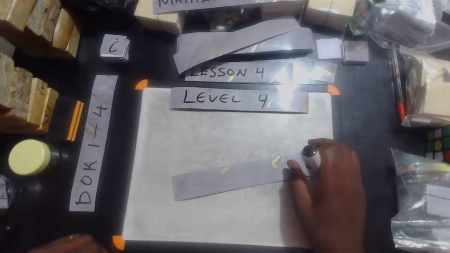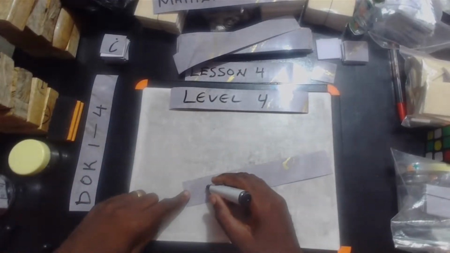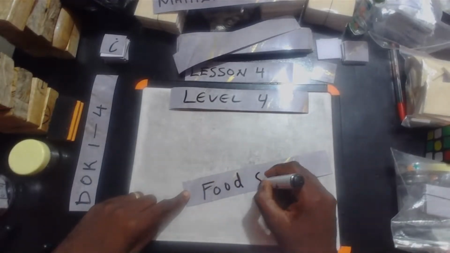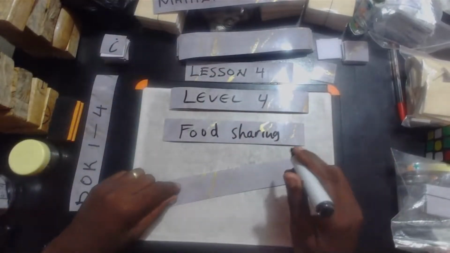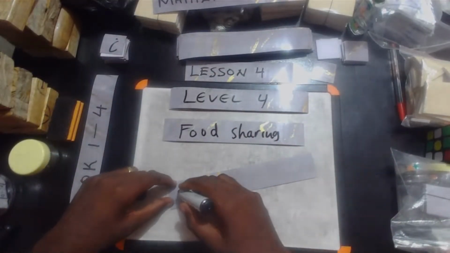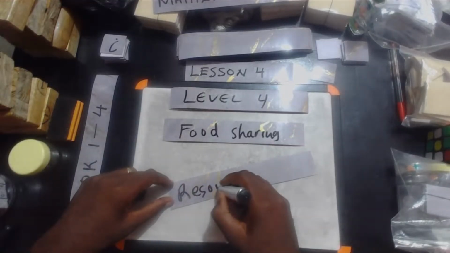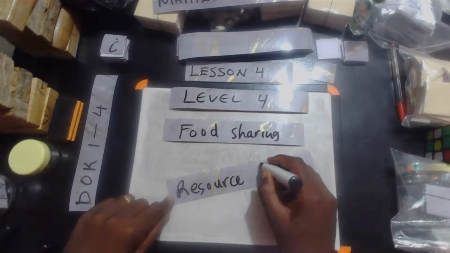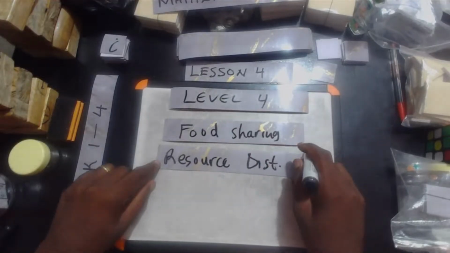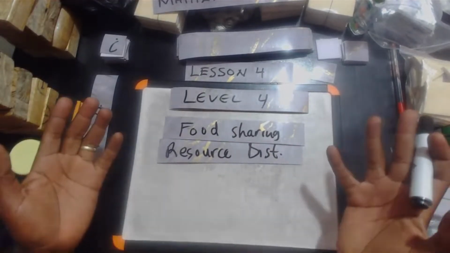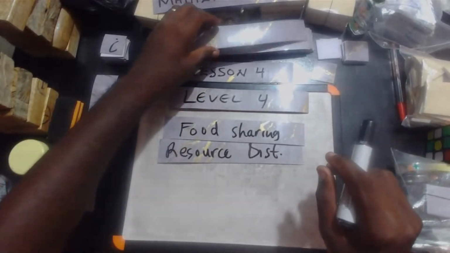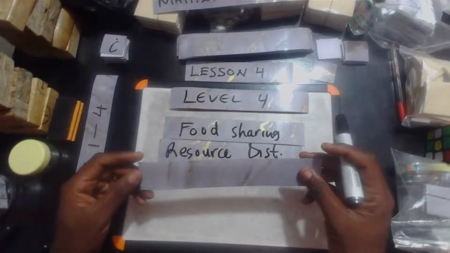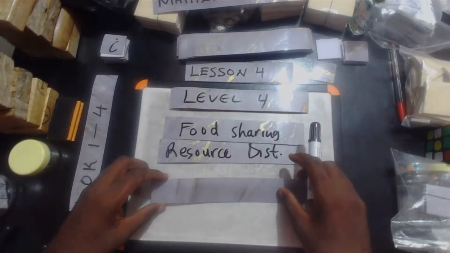Now, we want to look at how it is used. We want to choose one of the following topics: food sharing. That's one way we use fractions. Another way we use fractions is resource distribution, distributing resources. Like when it comes to sharing stuff, like in the school, we see that in the bookshop or in the canteen or wherever else things are shared.